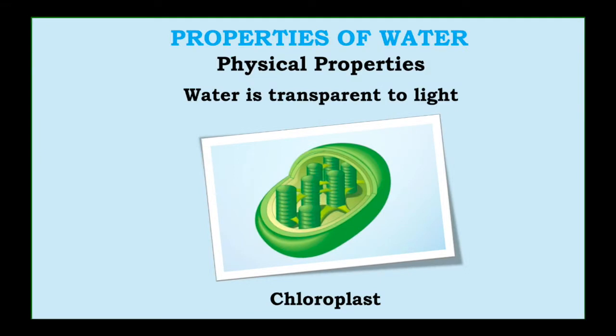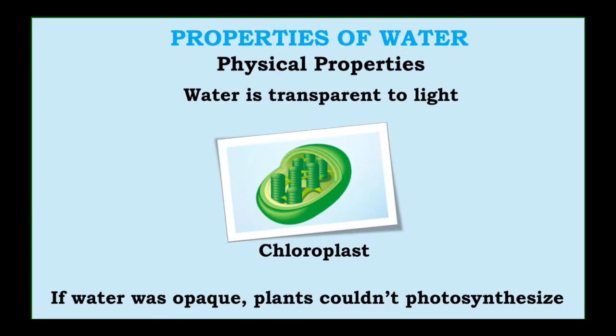Water is transparent to light. This is important because chloroplasts are obviously surrounded by water. If water was opaque, plants couldn't photosynthesize.